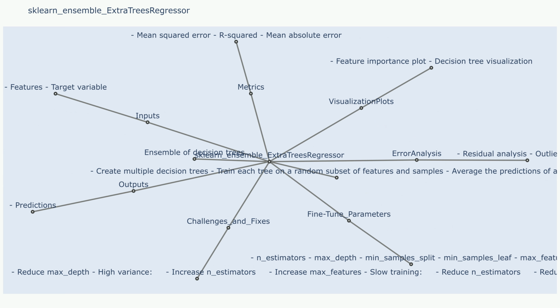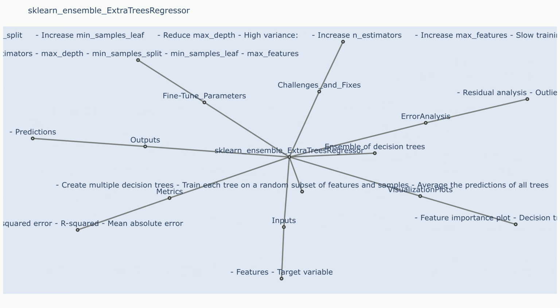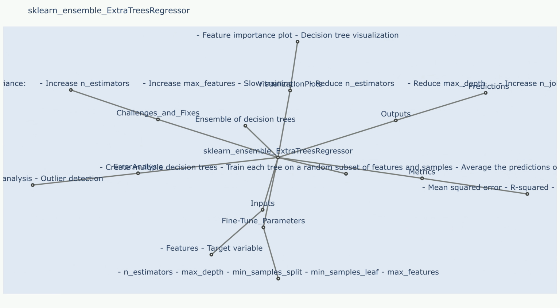Steps. Tree construction. The model constructs multiple decision trees, each using a random subset of features and data points from the training set. This randomness ensures diversity in the ensemble. Prediction averaging. During prediction, each tree in the ensemble makes a prediction for the given data point. The final prediction is the average of the predictions made by all the individual trees.